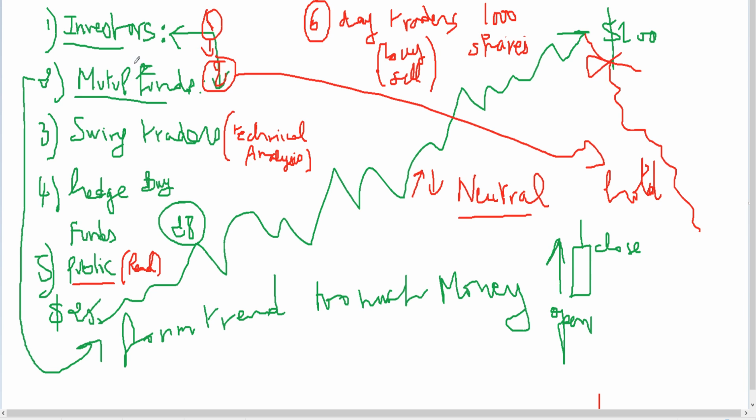So what I showed you are the participants of the trend: investors, mutual funds, swing traders, hedge funds, public, and day traders. And we say that day traders are neutral. It means they trade, but they don't do that much to the trend.